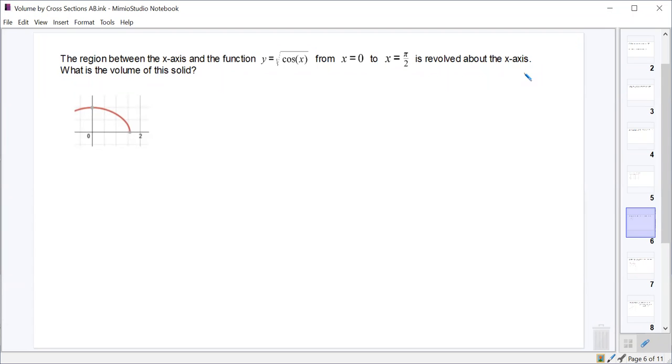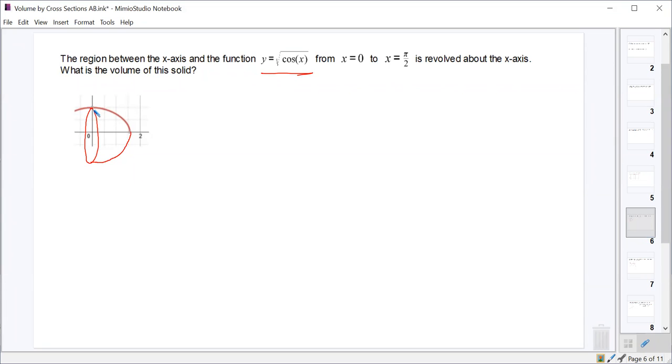So we'll pick up here today using that same idea. We're going to take a sort of random region rather than just a semicircle. I mean, it's not random, but it's y equals square root of cosine x, some region that we may not normally deal with. We're going to take that region from 0 to pi over 2, where it hits the x-axis, and revolve it around the x-axis. So we get something like, turned on its side, the bottom of an acorn or something like that.